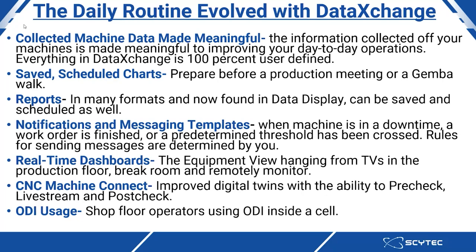We also have notification and messaging templates I'm going to be discussing in this webinar. Notifications are good for when you have a machine that's been in a downtime or a work order that is getting finished or a predetermined threshold of your needs has been crossed. You'll get a notification in either a Microsoft Teams text message or an email alerting you of when this threshold has been crossed. And you determine these by rules that you set for sending these messages.